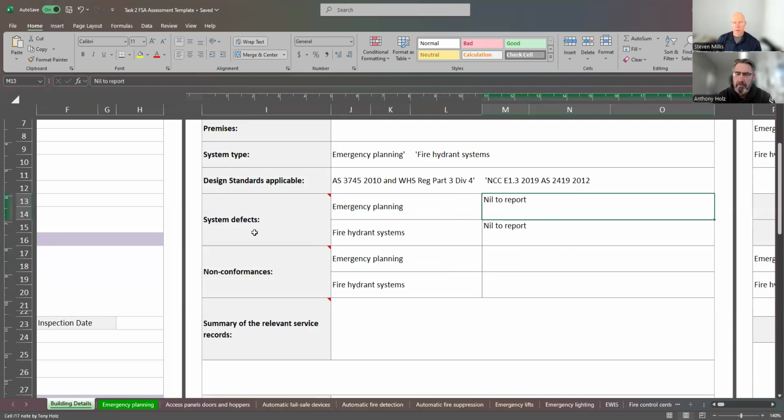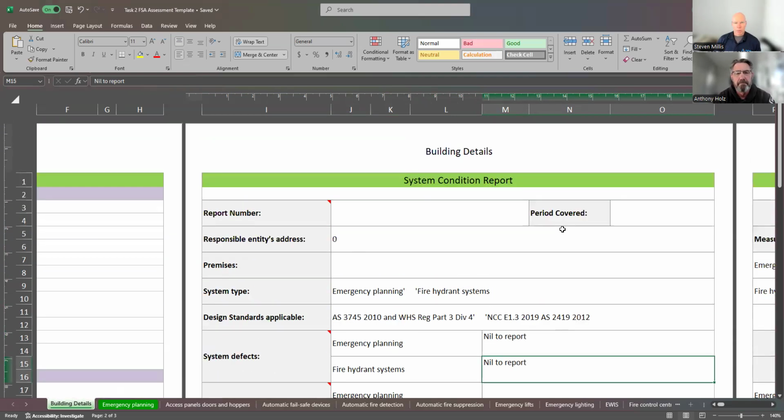So for example, for the defect with the pump set, it would be fire hydrant systems, pump set, critical defect. Pump set is unable to operate. It's a critical defect. It doesn't operate. And you might say refer to quote number, whatever. You can do what you like there, but it's just a very simple thing to say: this is the condition of the system at this point.